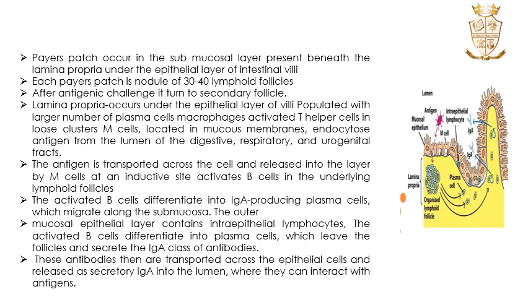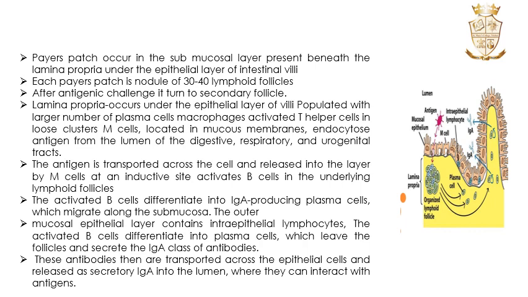Lamina propria occurs under the epithelial layer of villi. It is populated with a larger number of plasma cells, macrophages, and activated T helper cells in loose clusters. M cells located in the mucous membranes endocytose antigen from the lumen of the digestive, respiratory, and urogenital tracts. The antigen is transported across the cell and released into the large basolateral pocket.